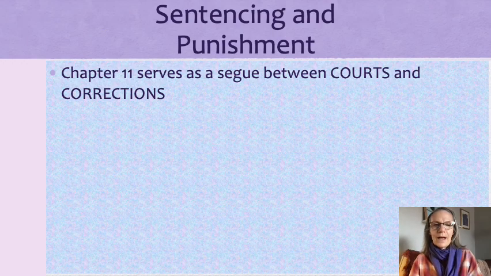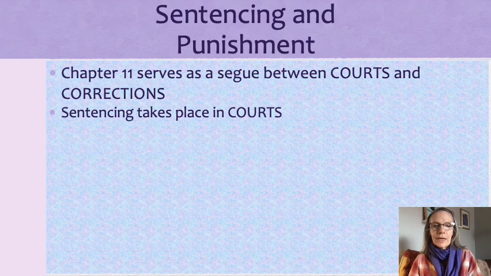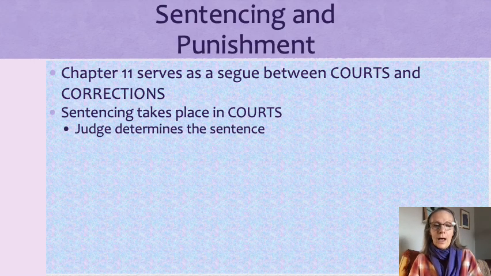So this chapter 11 that you're going to be reading for this week serves as a segue between the chapter you read last week on the courts and the chapter that we're going to be reading for the final chapter for the semester, which is corrections. That's because we're learning about sentencing this week, and sentencing takes place in the courts. It is the judge that determines the sentence.